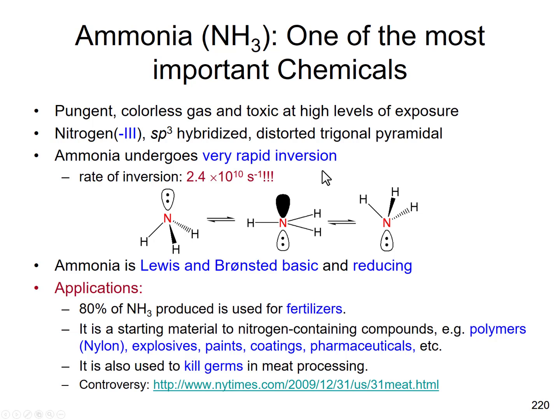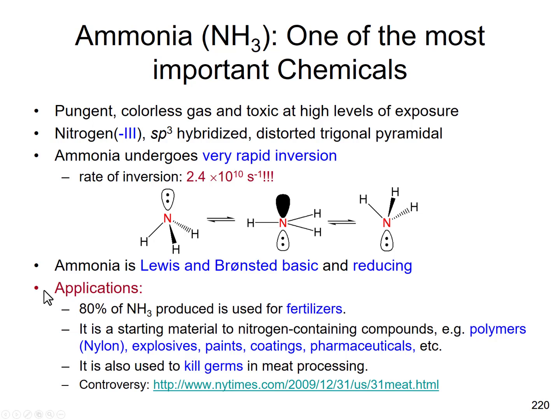Ammonia undergoes a very rapid inversion with a rate of 2.4 times 10 to the power of 10 per second. In this depiction, you can see the inversion. Essentially, the lone pair, which initially sits on top in this depiction, will flip to the other side, and essentially this inversion resembles an umbrella that flips to the other side in the wind. Ammonia is both a Lewis and Bronsted base, and it is also reducing.